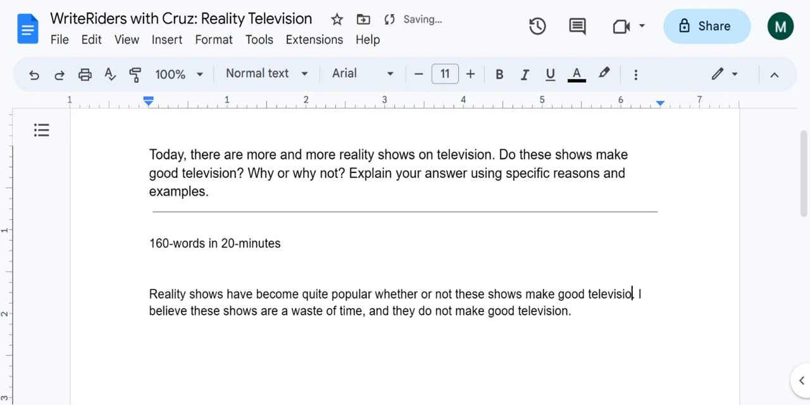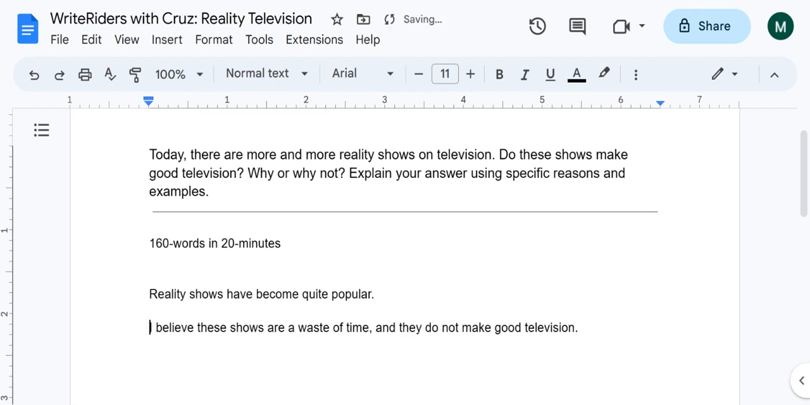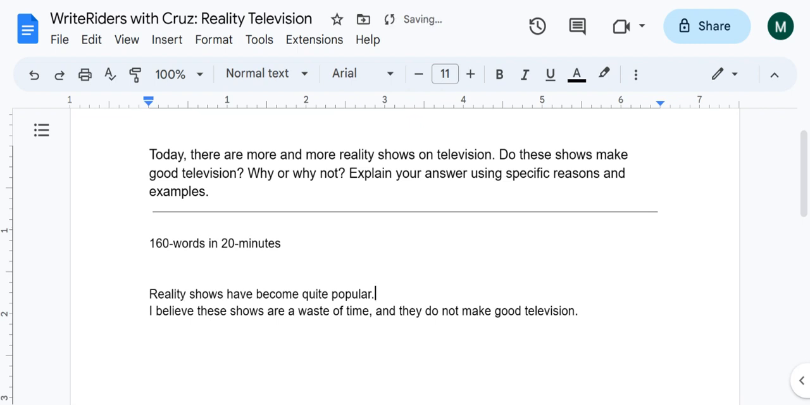What I might do is use this first sentence really as an introductory sentence. So, reality shows have become quite popular during the 21st century. Something super generic and super broad.